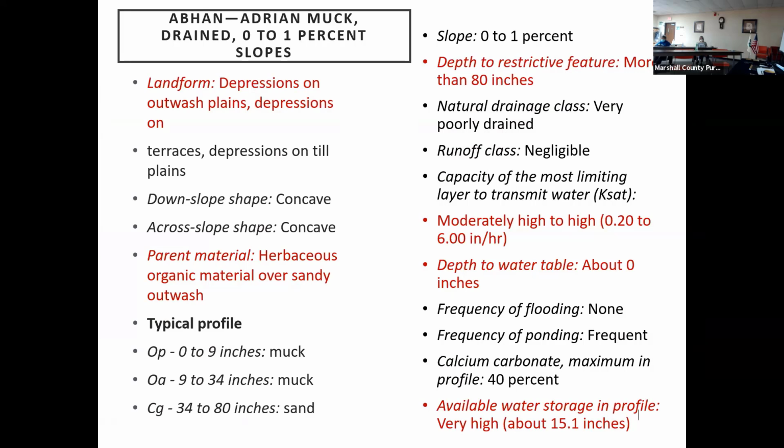Now look at an Adrian muck, an organic soil, 20% organic matter or higher. These soils had to be drained or they would not have been farmable. So this is a depression on an outwash plains area. Herbaceous organic material over a sandy outwash. So that's where we're getting that muck. And then down deep, it's sand.